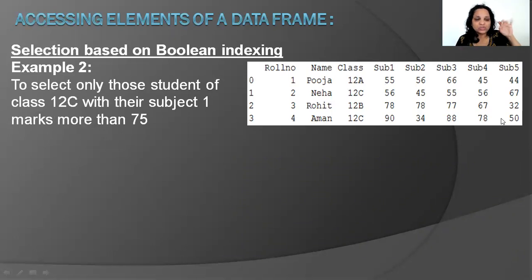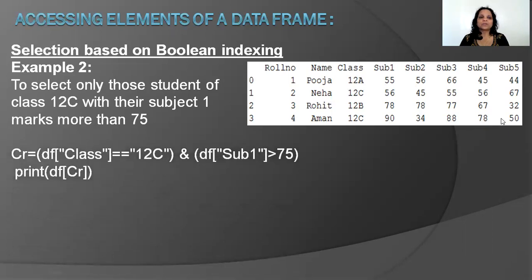The sign that you see before number 1 on your keyboard is called the tilde sign. I'll show you the tilde sign here, but not in this example, in the next one. Now, can you see there are two conditions here? One is the child has to be in 12C. Second is that his marks in subject 1 have to be more than 75. So two conditions.